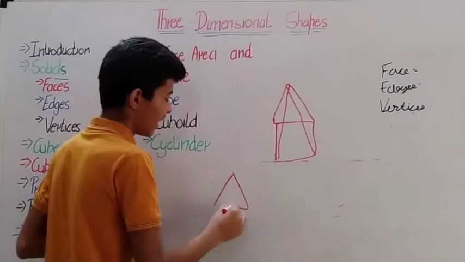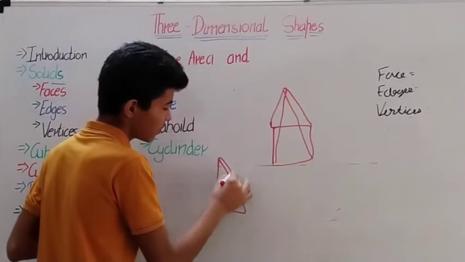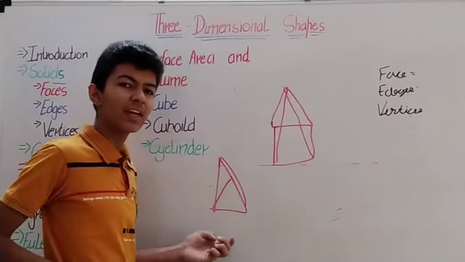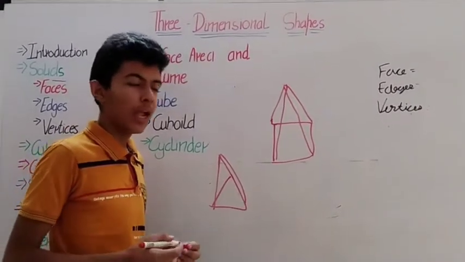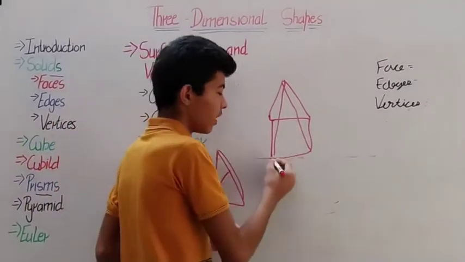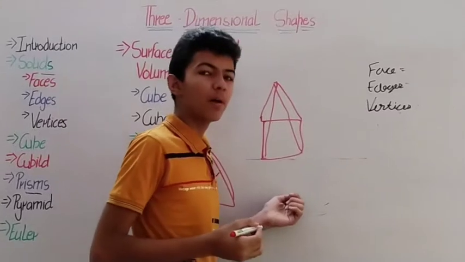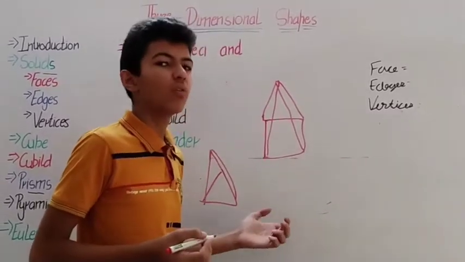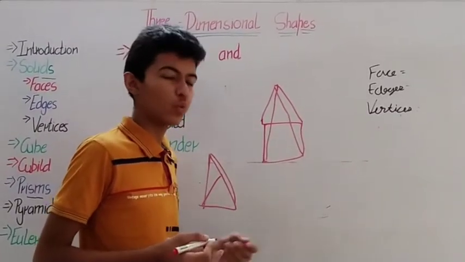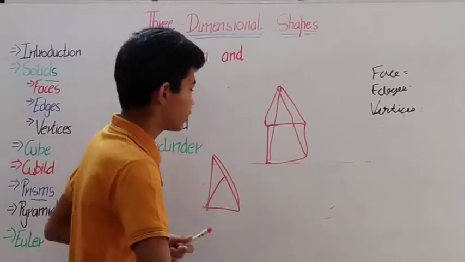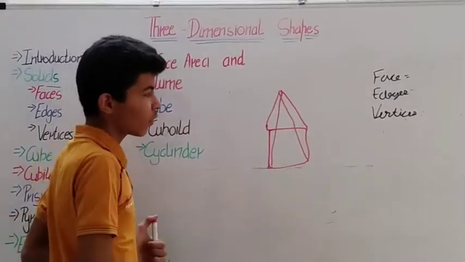If we have a triangle at the bottom, this type of figure is known as a tetrahedron. If we take a square, it is known as a square pyramid, and a pentagon gives the pentagonal pyramid, and so on. So let's focus on this.